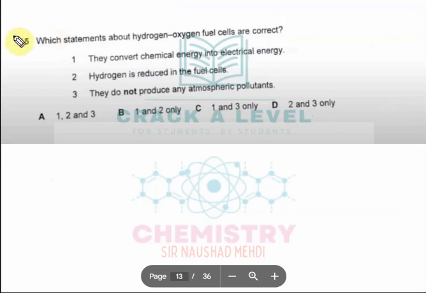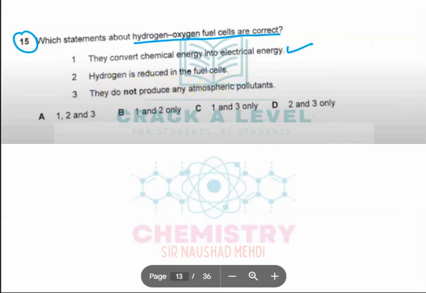MCQ number 15. Which statements about the hydrogen oxygen fuel cell are correct? Okay, so they convert chemical energy into electrical energy. Yes, the hydrogen and oxygen are provided as reactants which undergo oxidation and reduction reactions to form electrical energy. So this is the correct statement.